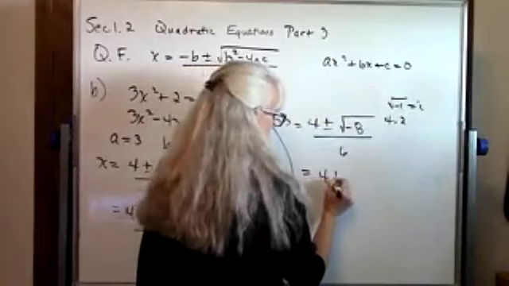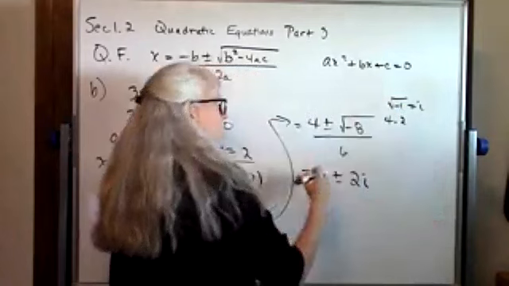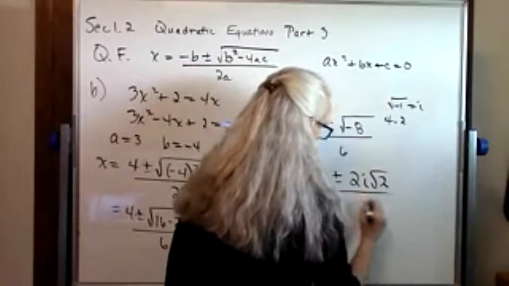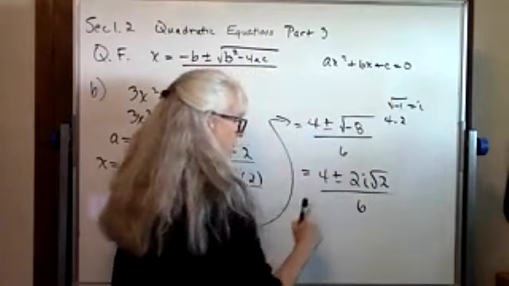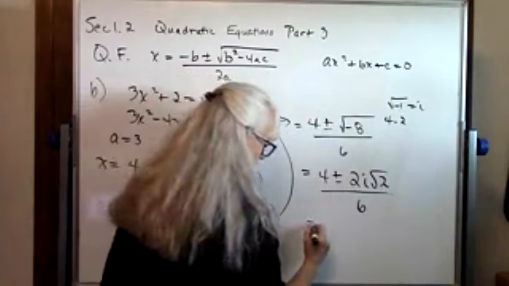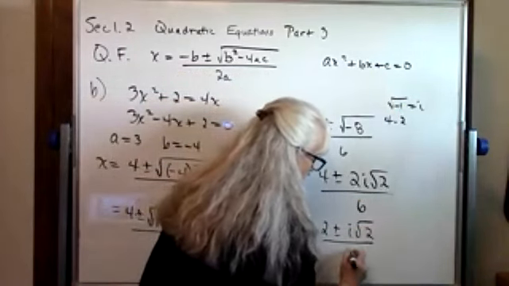So I have 4. The square root of the 4 is going to give me the 2. I'm going to pull the I out as the square root of the negative. Left over on the inside is a 2, all over 6. Now I'm going to recognize that the 4, the 2 that's on the outside is 6, so I'll divide by 2. So we'll divide that 2 out of there. We get 2 plus or minus I root 2 over 3.